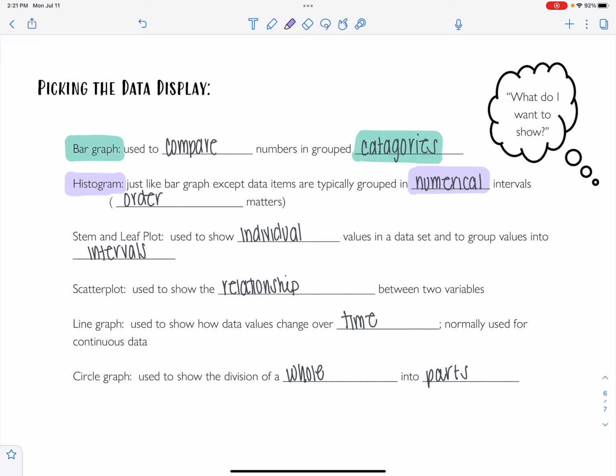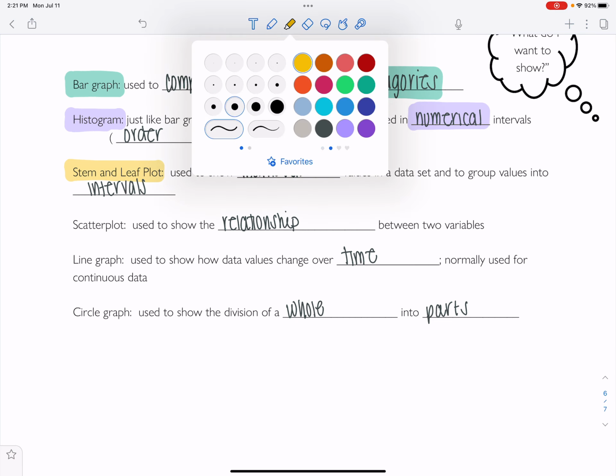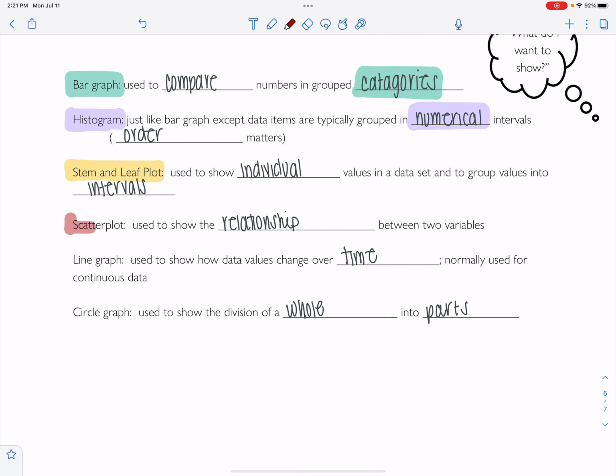Stem and leaf plot is going to be used to show individual values in the data set over intervals. And then our scatter plots are going to be looking at relationship between two things. So the big word there is you're looking at the relationship.